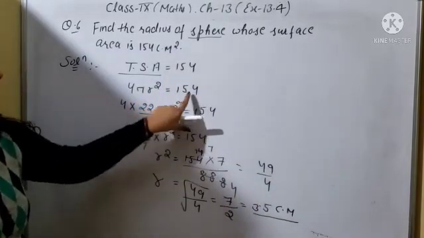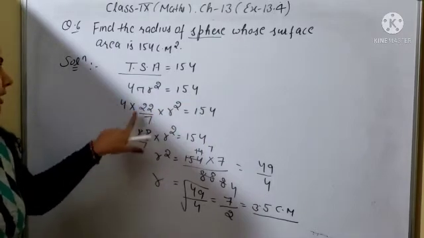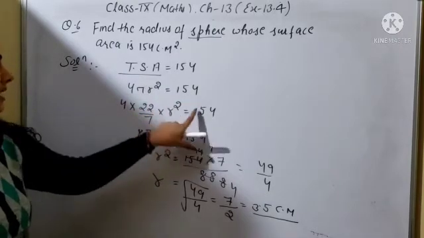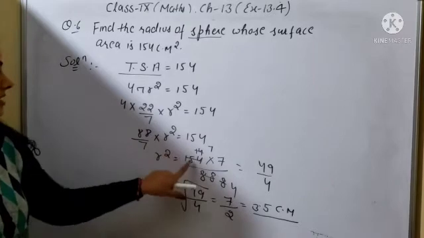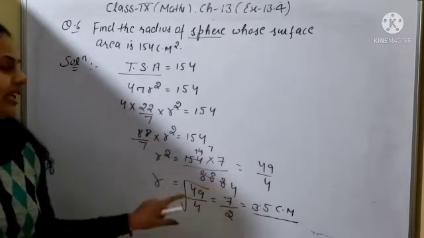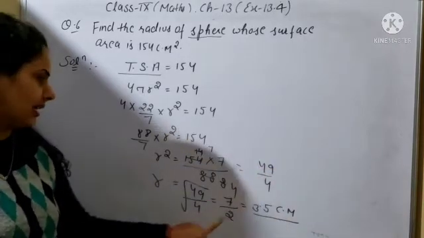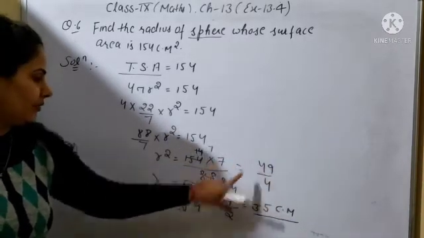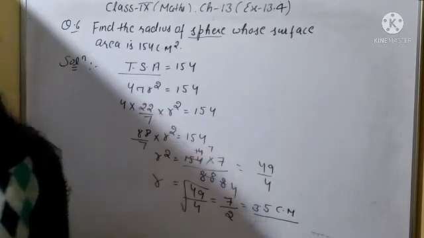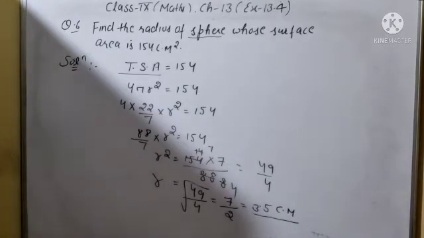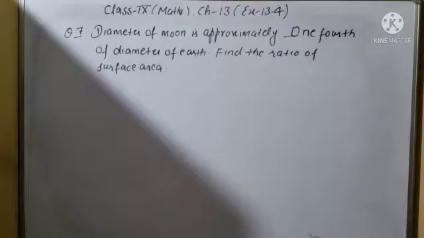4 pi r square is equal to 154. Put the value 4 as it is, pi 22 by 7, r square as it is, 154. Now r square will be 49 upon 4. Now this is the value of r square, but you will find out the value of r here. So r will be square root of 49 upon 4, so 7 by 2, and this will be equal to 3.5 centimeter. Clear? So this is question number 6. Let's start our next question.